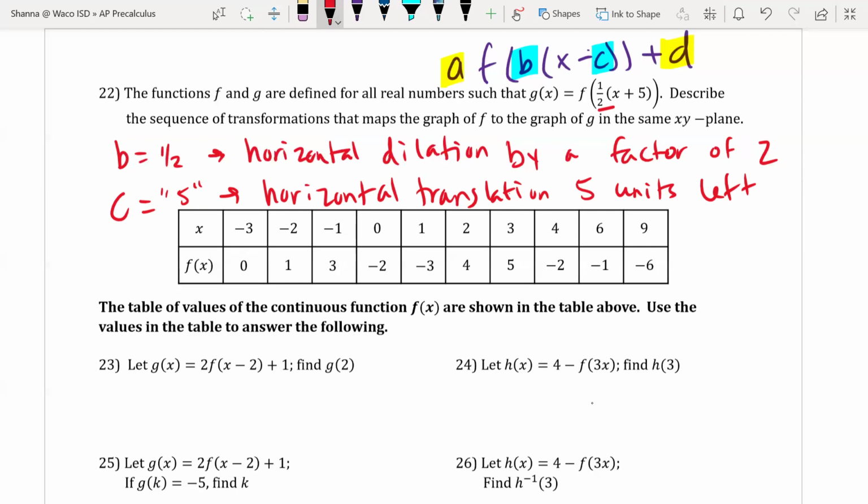If we had to write it down, would we just put 5 units, right? So you can't just say stretch or compress. You have to say dilation, and by a factor of such and such. But we know from algebra 2 that that's a horizontal stretch, right?